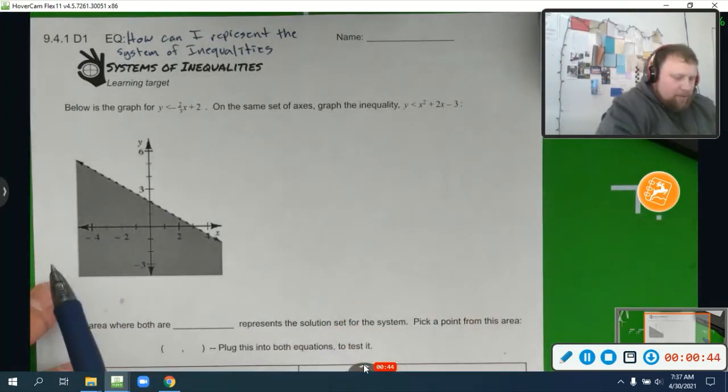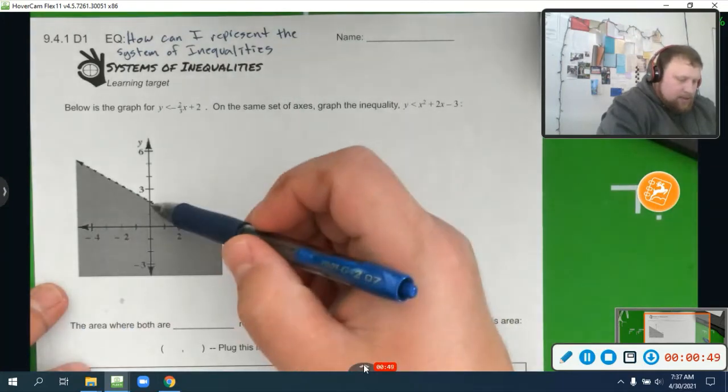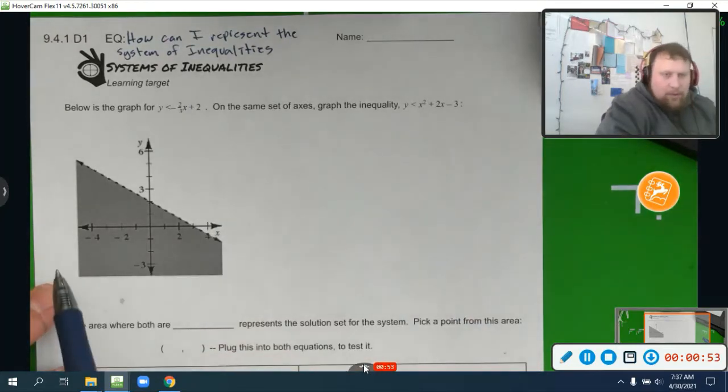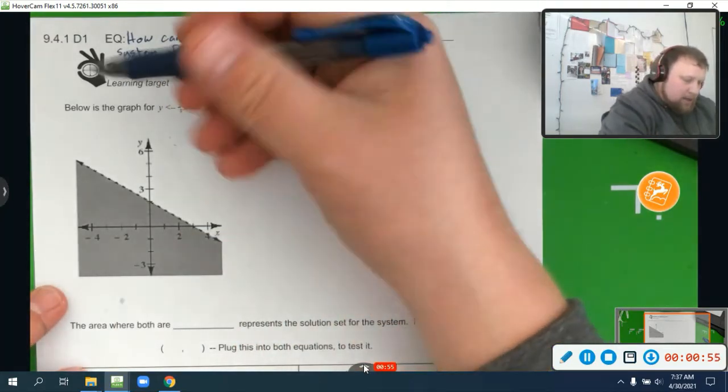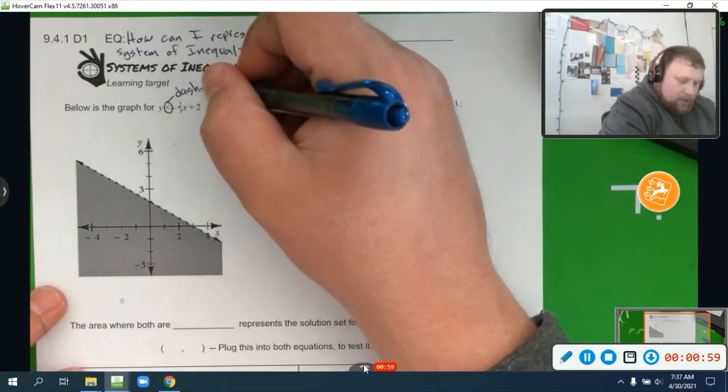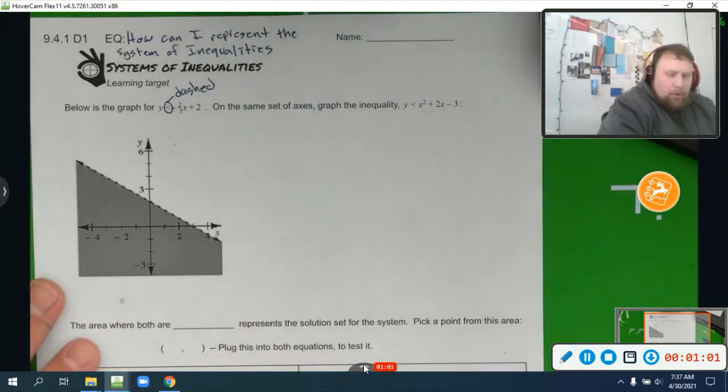Below is the graph for y is less than negative 2/3 x plus 2. So we go to 2, go down 2 over 3. Look at that. That's the slope. And it's dotted, or dashed, however you want to say it, because it's just less than, so it can't include values on the line. But what happens when we have a system, so we have more than one equation to graph?